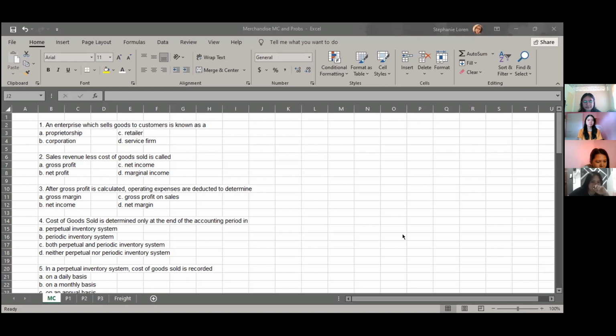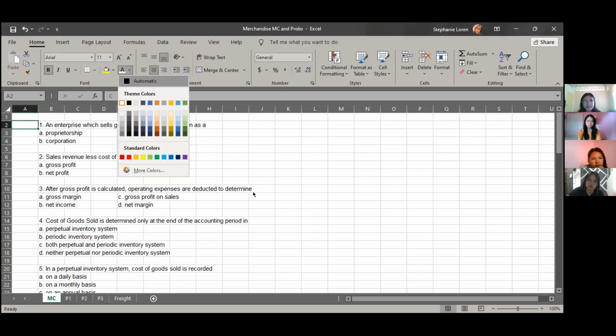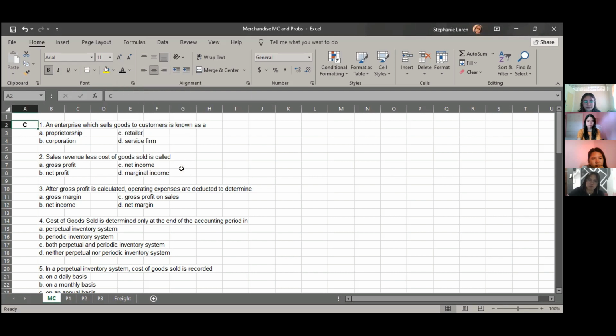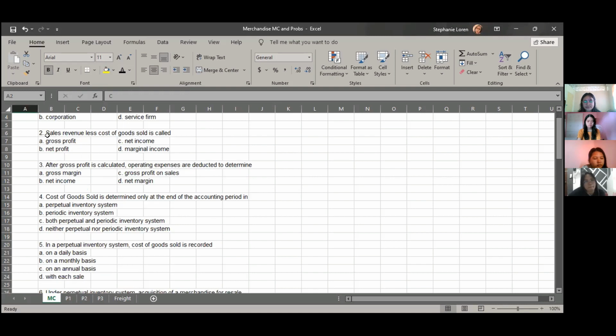Okay, we have one answer. What about Ely? C. So the answer is letter C. Next question. Number 2. Sales revenue less cost of goods sold is called A. Gross profit, B. Net profit, C. Net income, or D. Marginal income.